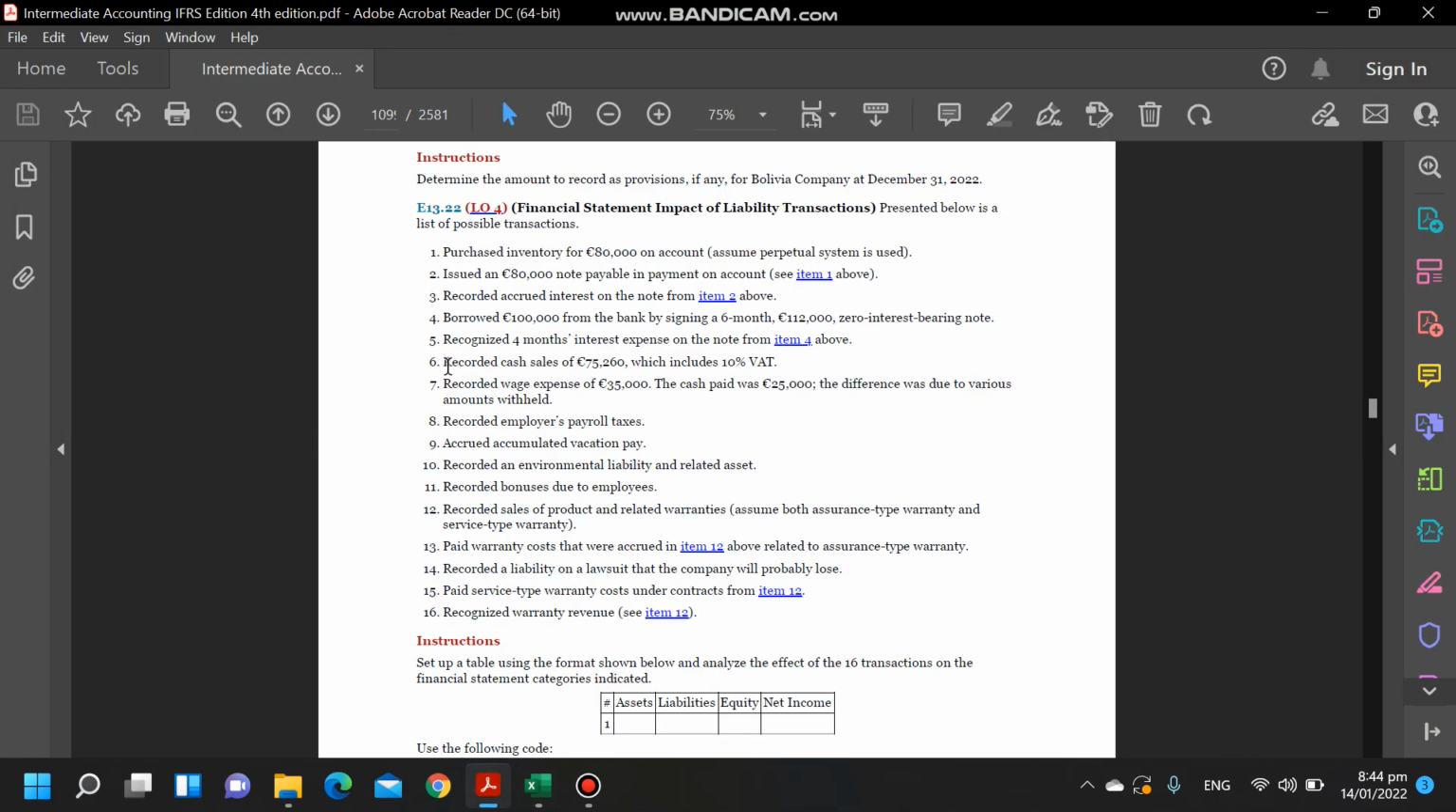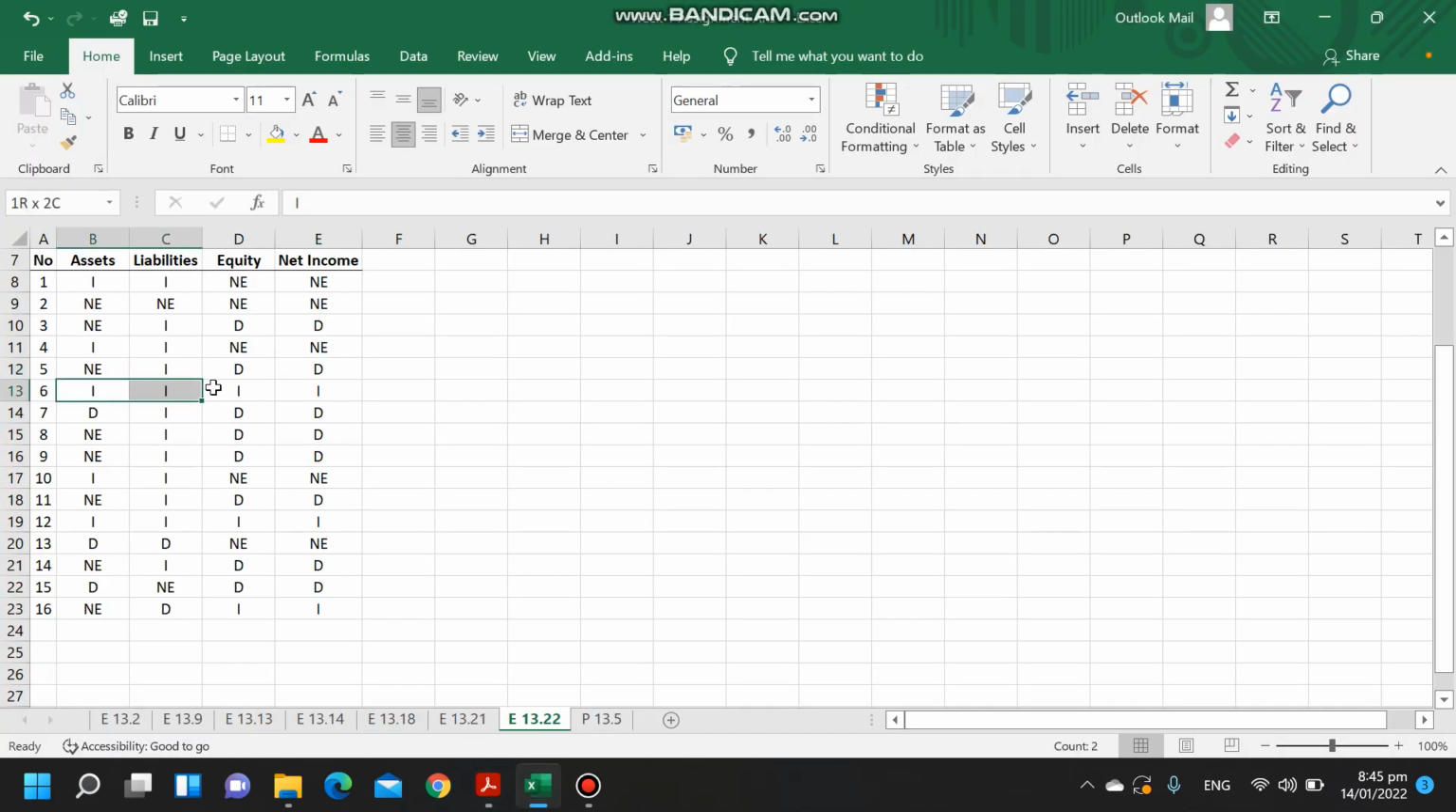And then number 6, recorded cash sales of 75,260, which includes 10% of VAT. So for cash sales, of course, our cash increases. And then our liability will also be increased because there's a VAT. And then our equity and net income also increase because of the sales. So all of the accounts are increased.